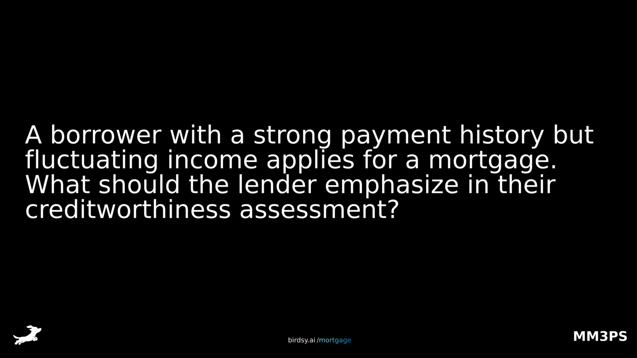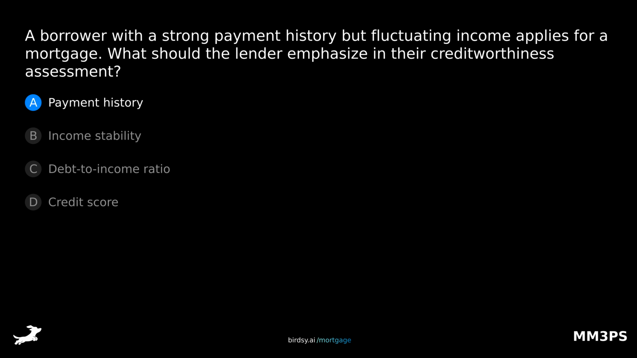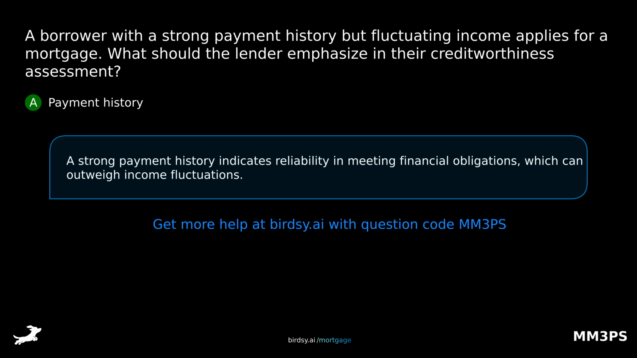A borrower with a strong payment history but fluctuating income applies for a mortgage. What should the lender emphasize in their creditworthiness assessment? Is it A, payment history, B, income stability, C, debt-to-income ratio, or D, credit score? The answer is A, payment history. A strong payment history indicates reliability in meeting financial obligations, which can outweigh income fluctuations.